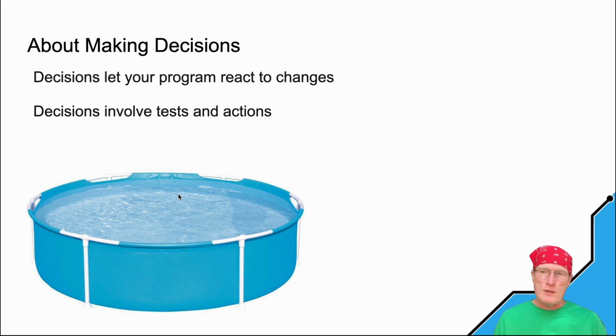So I've done a test. The next part is the action. The action is what you do as a result of a test. In this case of the pool, there are two actions. One is I don't have a swim, and the other action is that I do have a swim. So I'm making a decision.